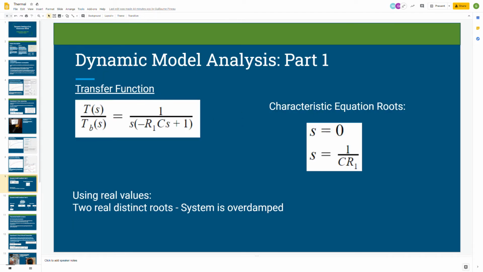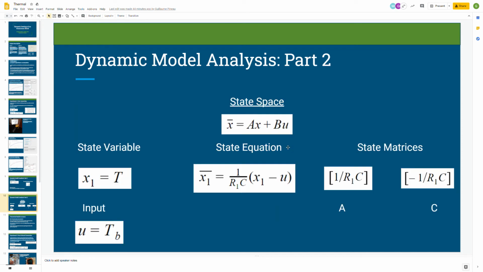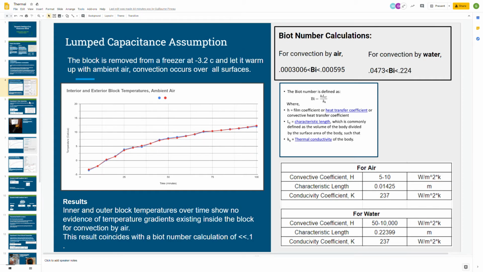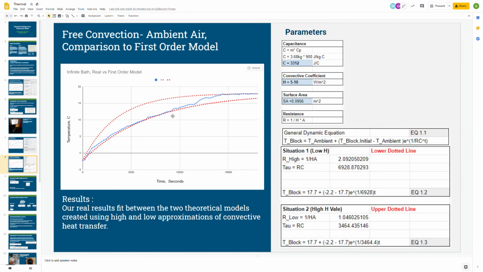So this is our transfer function, where we have the temperature of the block as a function of the temperature of the bath. This is a second order equation where we have these characteristic roots. We've got our state space and state equations, and we've got our theoretical accuracy. So we have our expected behavior, and it's actually really gratifying that we were able to nest these experimental results in between the two theoretical curves.